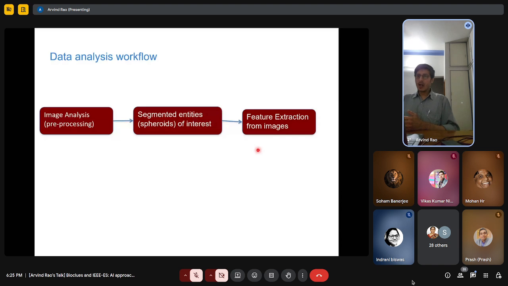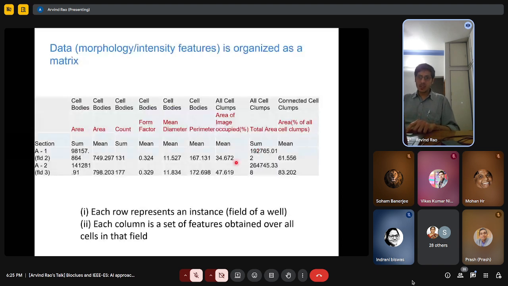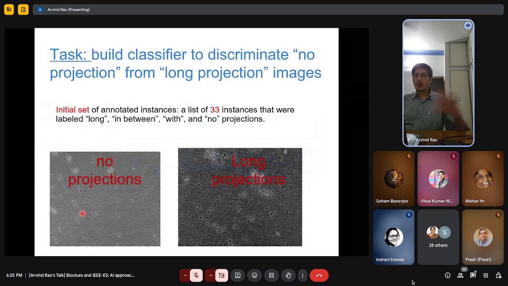So we do the good old stuff where we simply get features, a huge feature matrix where every row is an image and every column is a measurement from that image. Right? So you can get this big data matrix. And now you can feed that to whatever you want to do.